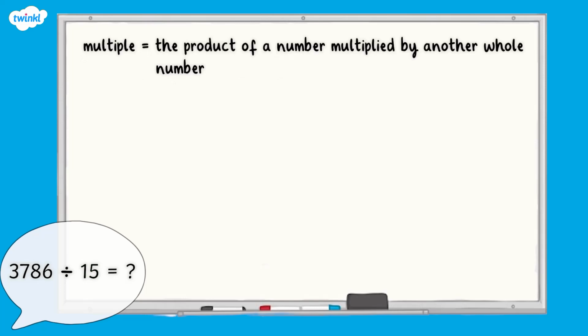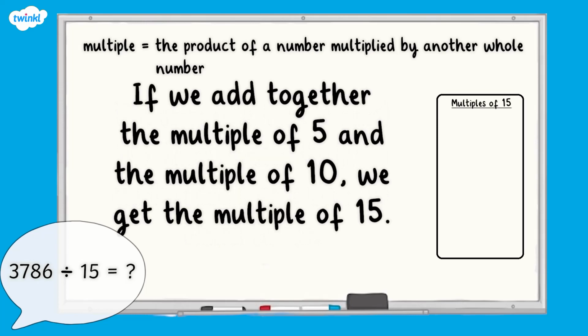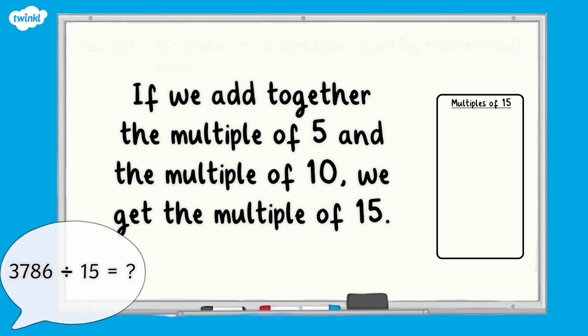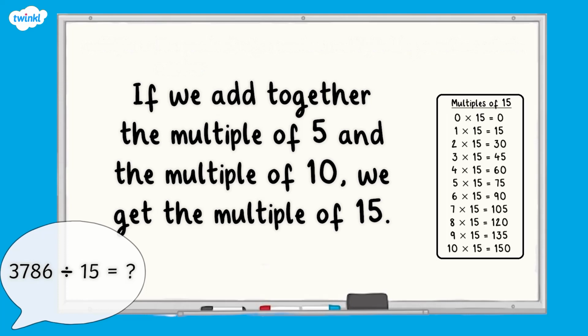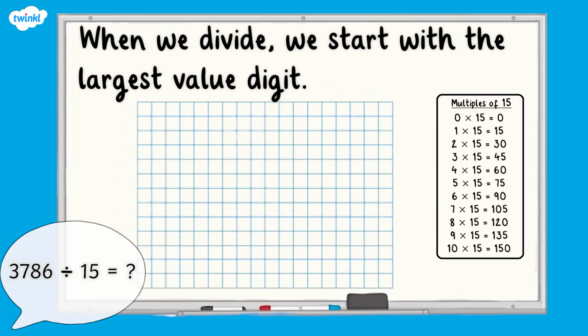To help us to find the multiples of 15, we could use our knowledge of the 5 and 10 times tables. If we add together the multiple of 5 and the multiple of 10, we get the multiple of 15. Here are the multiples of 15 up to 10 times 15. Unlike with addition, subtraction and multiplication, when we start with the smallest value digit, when we divide, we start with the largest value digit. In this 4-digit number, that is the thousands digit.